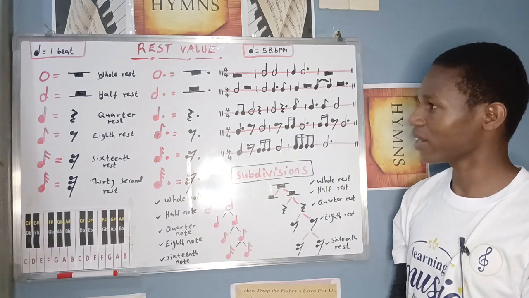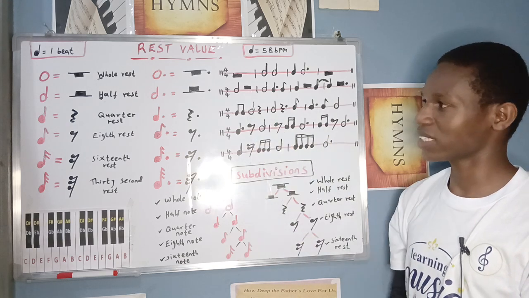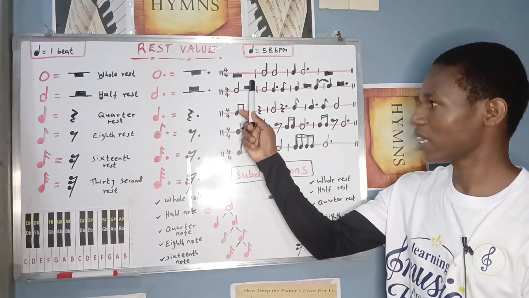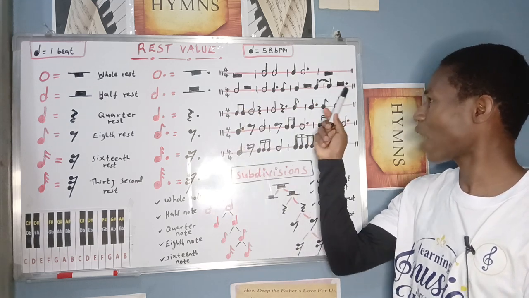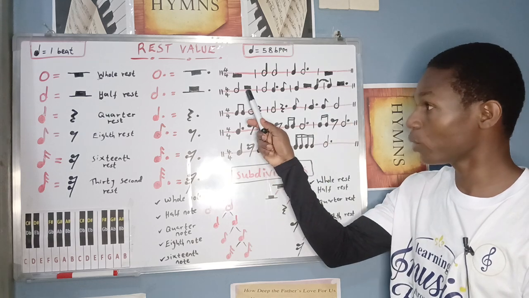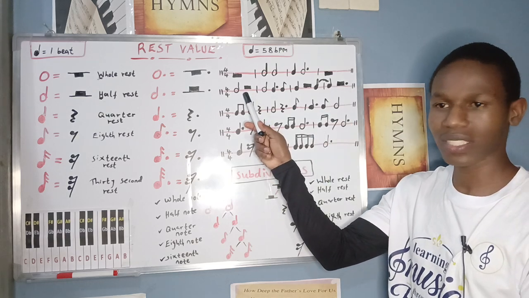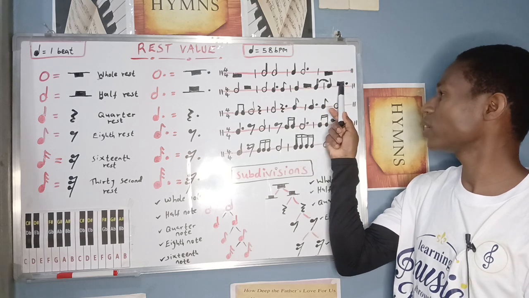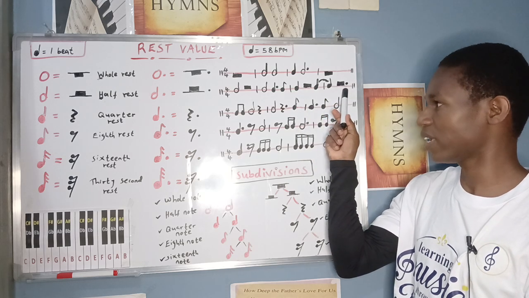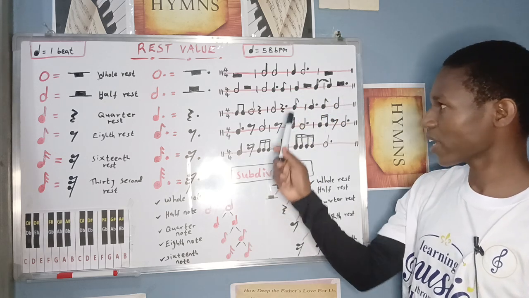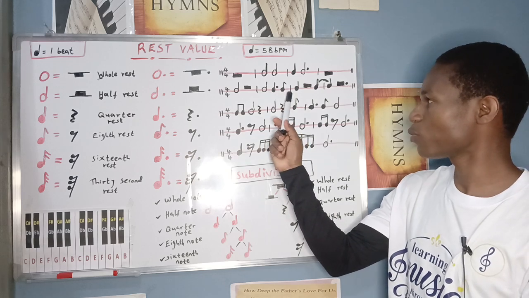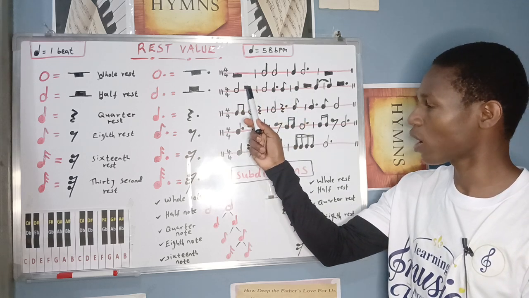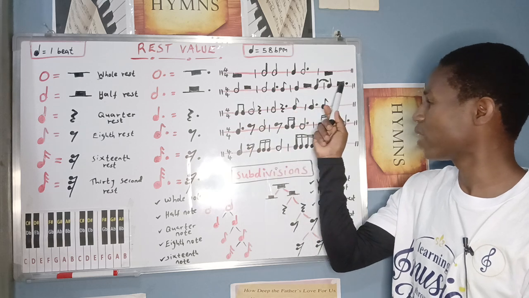I hope that's clear. Now let us go to the next exercise, which we have half rests here and dotted half rest here. You will hear 2 beats of empty silence here, 2 beats of silence here, and 3 beats of silence here. Once again, I'll not be focusing so much on regular notes, so I want you to focus on how many beats we are receiving here and here.